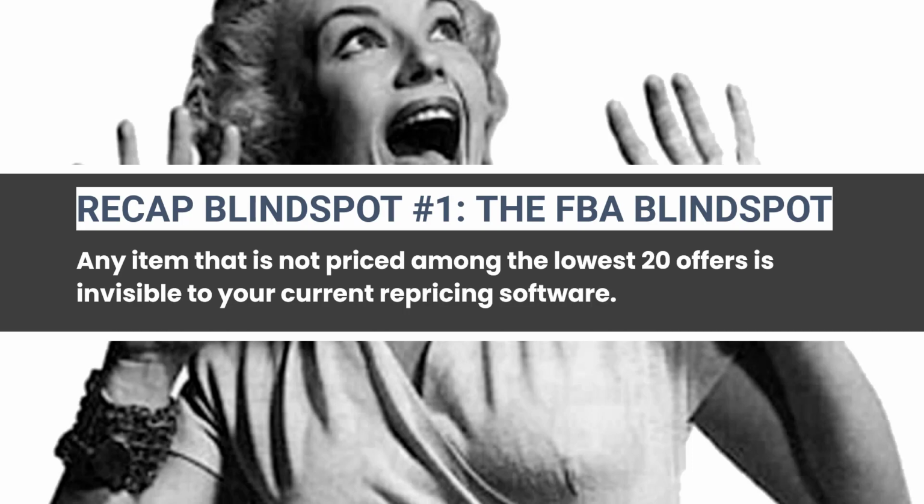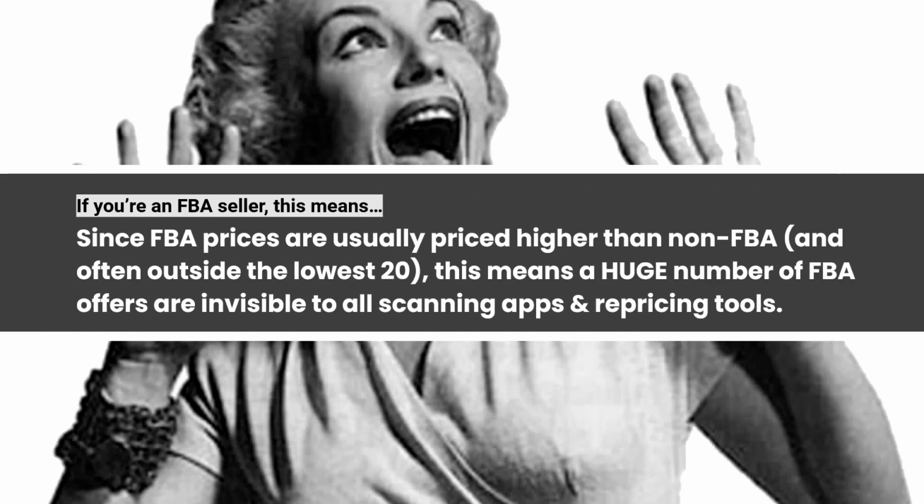Because you know that FBA offers are almost always priced above merchant fulfilled offers, and they are very, very commonly outside the bottom 20. So what that means is you scan an item, the scanning app's FBA column is blank, or you go to reprice an item, you say match the lowest offer, and your repricing tool can't do that because it can't see the lowest FBA offer because it's in the blind spot. If you don't know about this, as soon as this video ends, it's mandatory that you head over and watch my FBA blind spot video. The implications of this on your profits are massive. And again, you're not going to hear about this anywhere else.